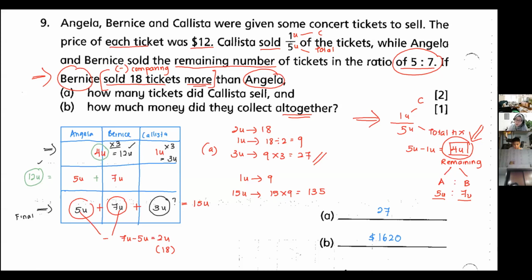This is the number of tickets. I want to know how much money, meaning the value or the amount that was collected. One ticket is $12, coming from there. I have 135 tickets. That will be 135 times $12. Answer will be 1620. This is for part B. What concept is this? Repeated identity concept.